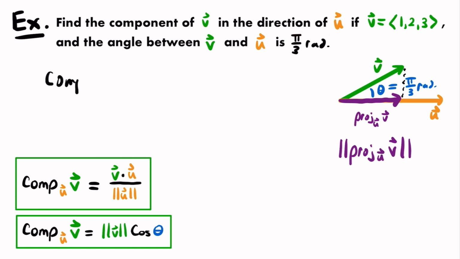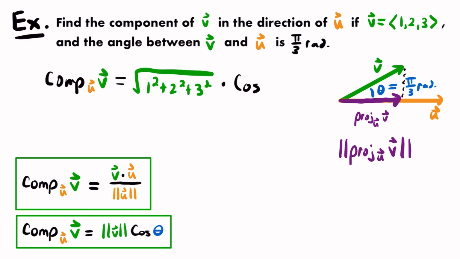The component of vector v in the direction of vector u will be equal to the magnitude of vector v, which we can calculate pretty easily. That will be the square root of the sum of our components squared. So we'll have 1 squared plus 2 squared plus 3 squared. And then we're multiplying that by cosine of our angle between our two vectors, which is pi divided by 3. So we'll have cosine of pi divided by 3.